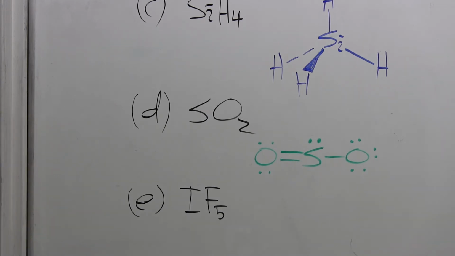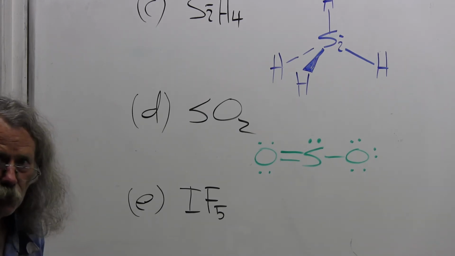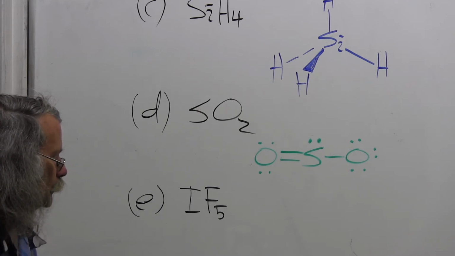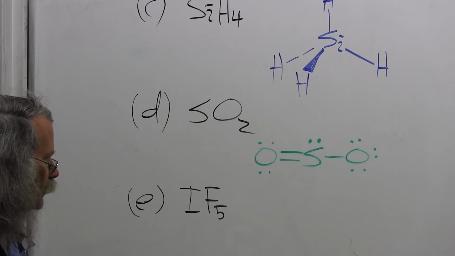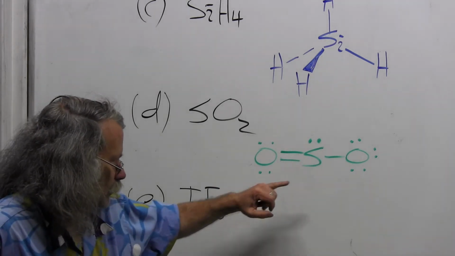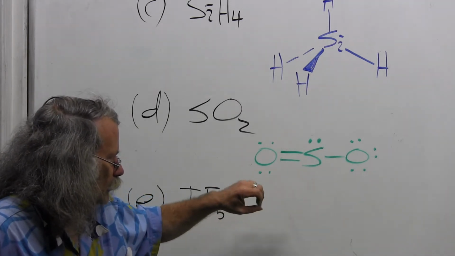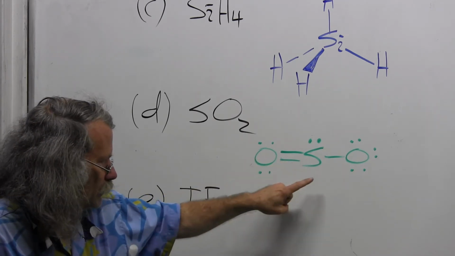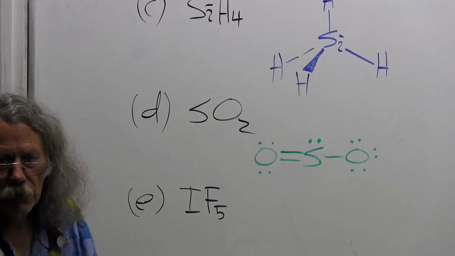And this is one of the shortcomings of the Lewis approach. This would suggest that if I were to take the molecule of sulfur dioxide and measure the bond lengths, I would have one short bond and one long bond, 2 inequivalent bonds.